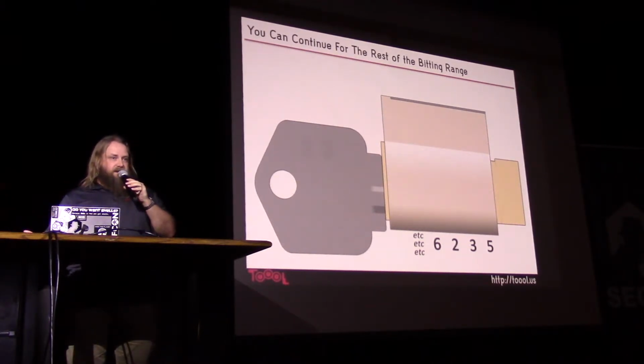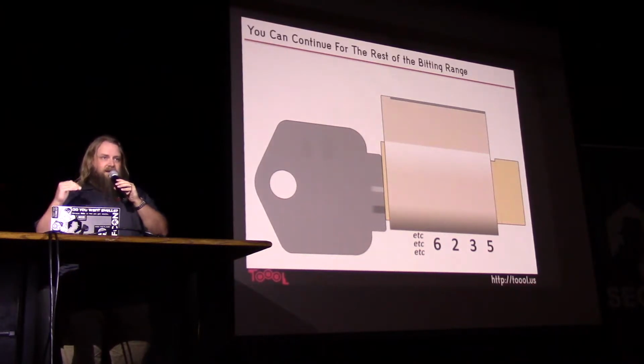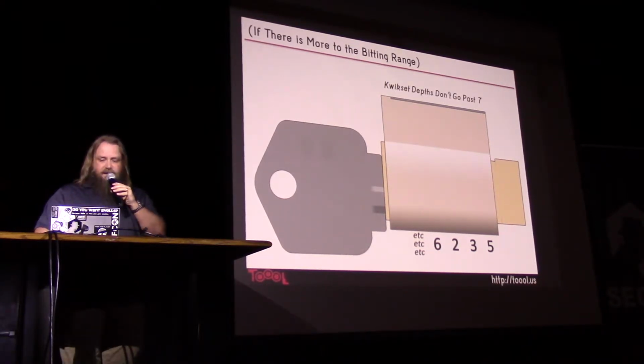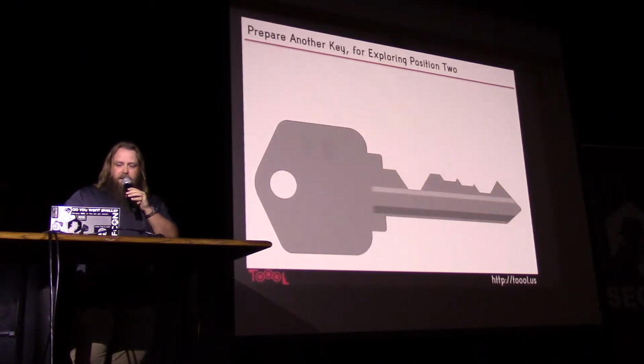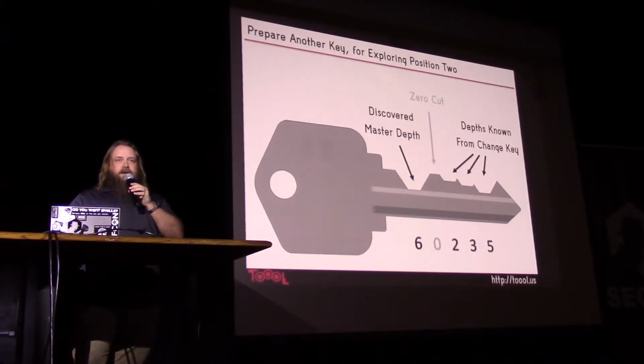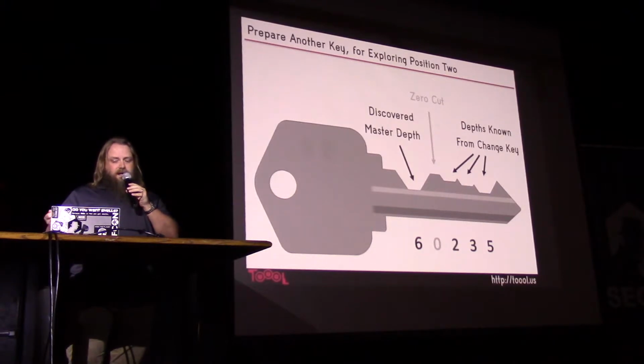But if we were on, say, an SC4 system that has 10 bit depths, we would keep going. So again, Quickset depths don't go past a 7. Their valid depths are 1 through 7. So now we're going to prepare the next key to explore position number 2. So we've discovered this master bit depth of 6 at the first pin. We leave the second at a 0 cut, and then we use the known positions from our provided change key, the key that our dorm manager or our office manager gave us for our door.